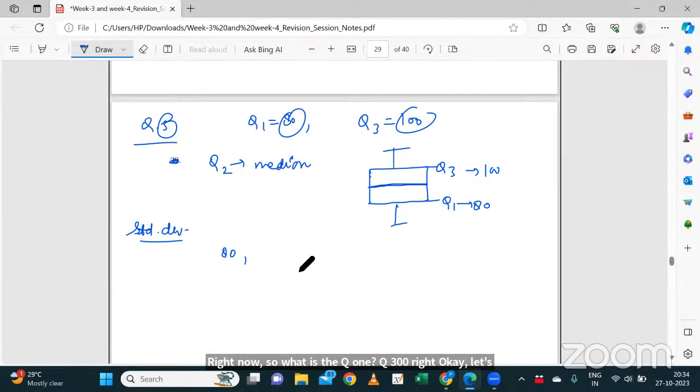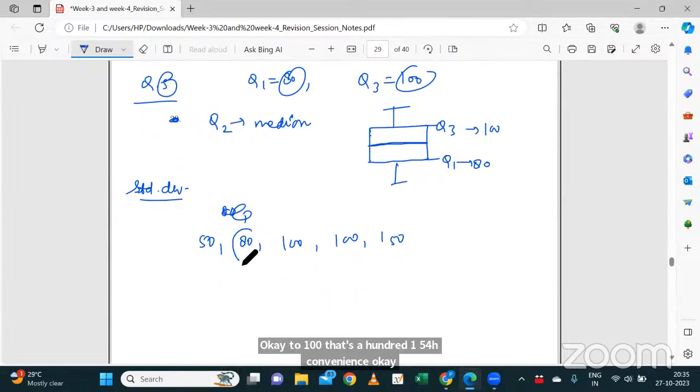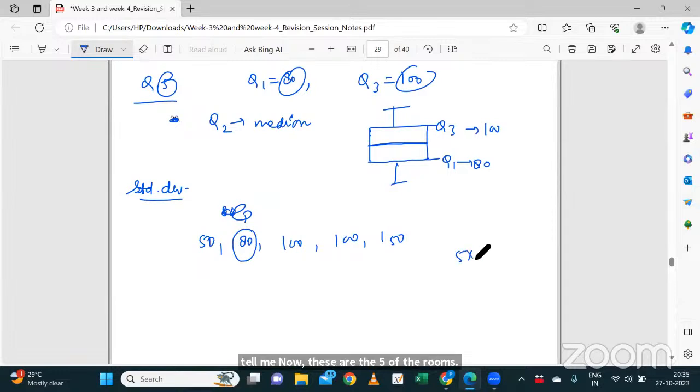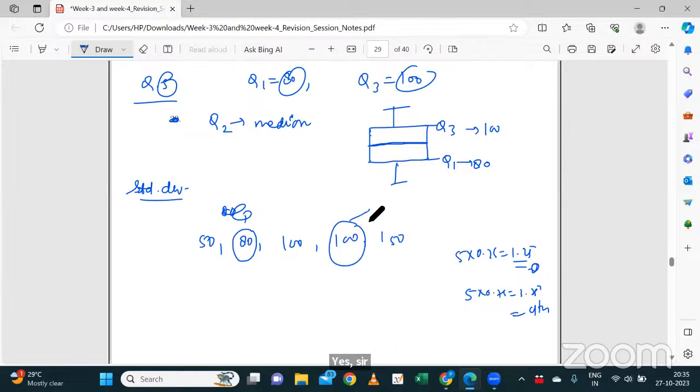Consider the data set, let's say 50, 80, 100, and 150 for our convenience. These are the 5 observations. If you do 5 times 0.25, that is 1.25, so the second observation will be Q1, right? And 5 times 0.75 is 3.75, so the fourth observation will be Q3, right?